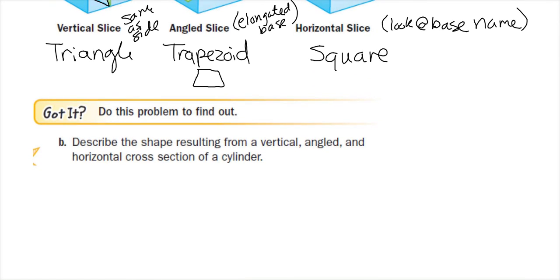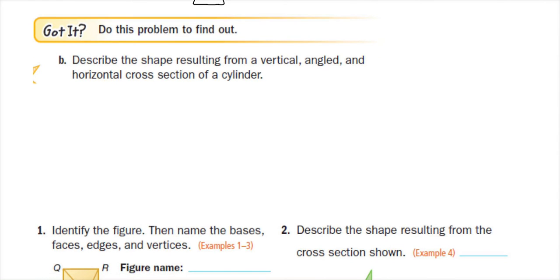All right, now we're going to describe the shape resulting in a vertical, angled, and horizontal cross section of a cylinder. So let's real quick draw a cylinder. For a cylinder, we would have something like that. And I can't draw, as you all know, so don't laugh at my drawing. All right, so if we were going to cut vertically, what would I see? Well, think about a can. If I cut a can in half, what shape am I going to see? Now remember it has to be a 2D shape, so I wouldn't see the actual curvature of it. All I would actually see is the rectangle.